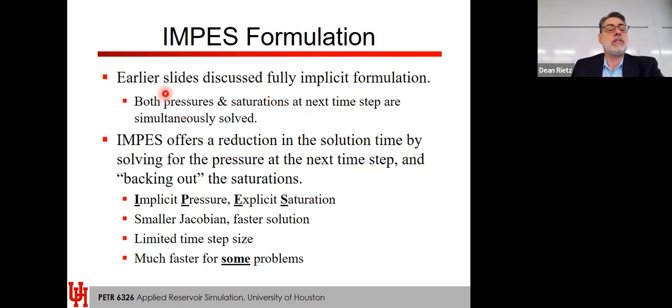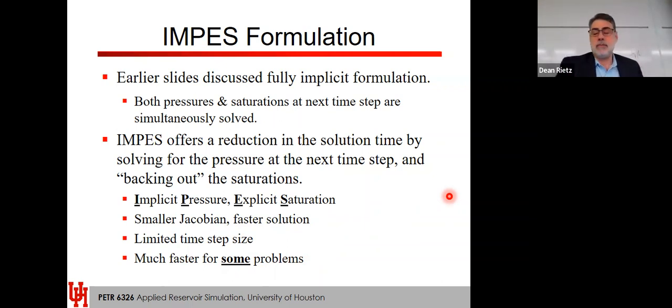Okay, so these earlier slides, what I'll talk about is what we call fully implicit formulation. Both pressures and saturations at the next time step are solved for. There is, and I don't have the equation for you, an IMPES solution that offers a reduction in time by solving for the pressure and then backing out the saturation. That's why it's called implicit pressure, explicit saturation. The Jacobian is smaller. It's a faster solution, with limited time step size. It's much faster for some problems. Now, it used to be that you would tell the simulator to run it in IMPES, and you could still do that. But most of the simulators today are just fully implicit. The solution's a little bit better, it's a little bit easier, and the solvers today make it easier.